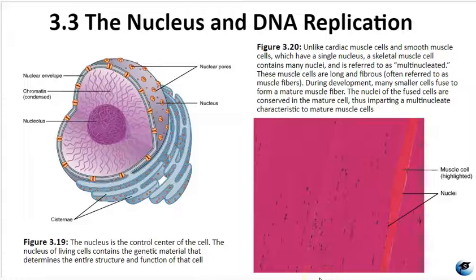Figure 3.19 shows the location of the nucleolus, chromatin, and nuclear envelope that make up the nucleus of animal cells. And figure 3.20 gives an example of cells that contain more than one nucleus. These are multinucleated skeletal muscle cells, also known as muscle fibers, and they differ from cardiac muscle cells because cardiac muscle cells only have one nucleus.